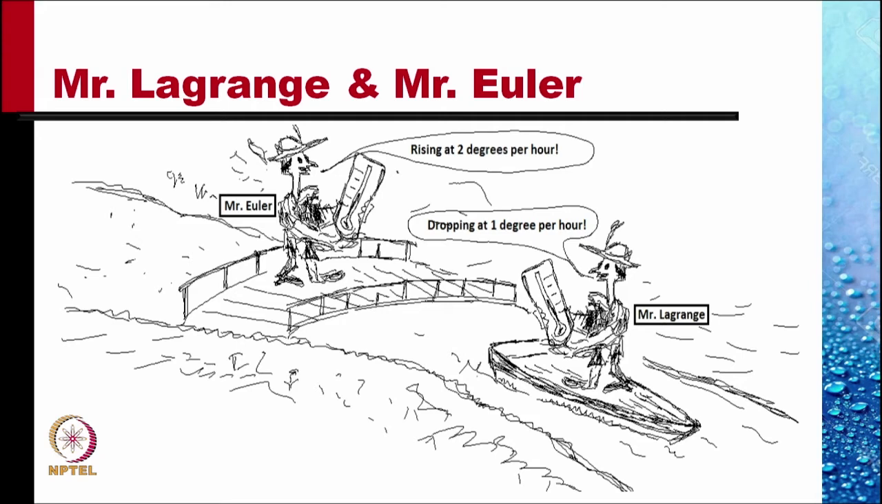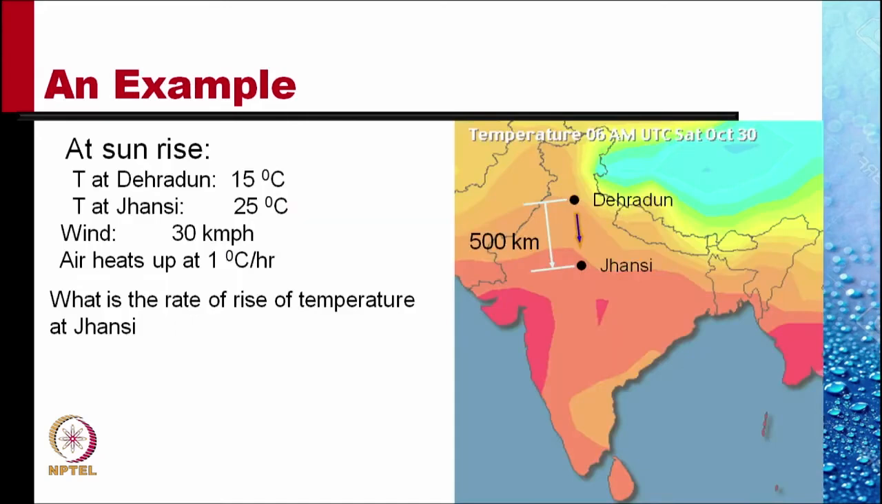What's happening? That there is a spatial gradient. There is a convective rate of change that defines this difference. Let's take an example. On a given day, temperature at Dehradun is 15 degrees Celsius at sunrise, and at the same time, the temperature at Jhansi, almost exactly south of Dehradun, is 25 degrees centigrade. Jhansi is about 500 kilometers from Dehradun.